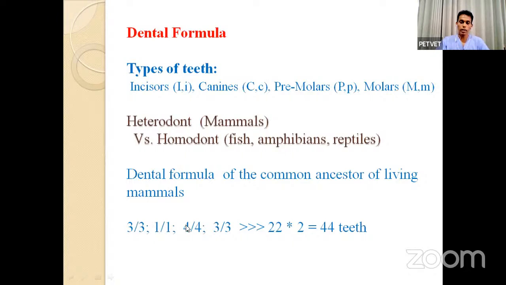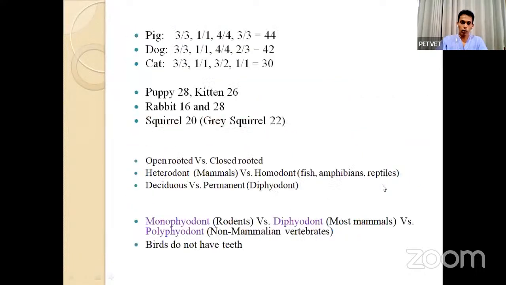Premolars, there are 4 premolars on one side in the maxilla, the upper jaw, and there are 4 in the lower jaw. Likewise, when you add all these numbers, it comes to 22. That is one side of the mouth, and multiplied by 2, you get 44. So this is the typical dental formula of the typical mammal or the common ancestor. Now this pig, as you can see, has 44 teeth. So the pig in the evolutionary process hasn't lost any teeth. He has the same number of teeth as the common ancestor.